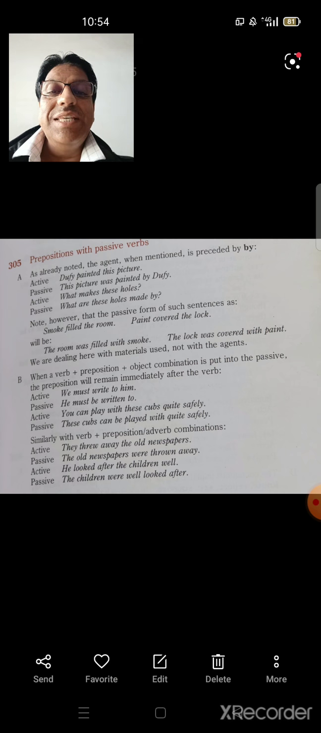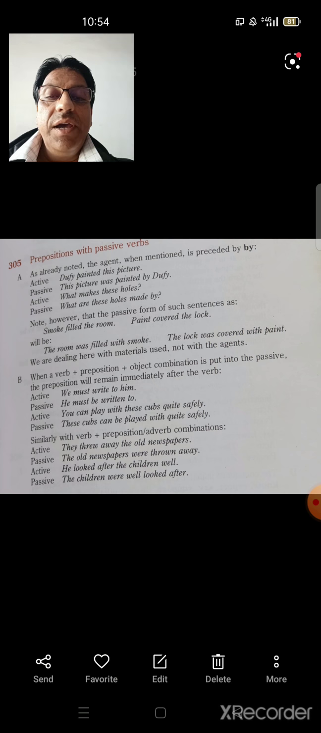And who makes these holes? What are these holes made by? And similarly, smoke filled the room. Now here we have a change. We don't use by because it's a non-living thing. Smoke filled the room. The room was filled with smoke. Again, paint covered the lock. The lock was covered with paint. In the previous cases, we used by because the agent was animate. Here we use with because we have inanimate things.